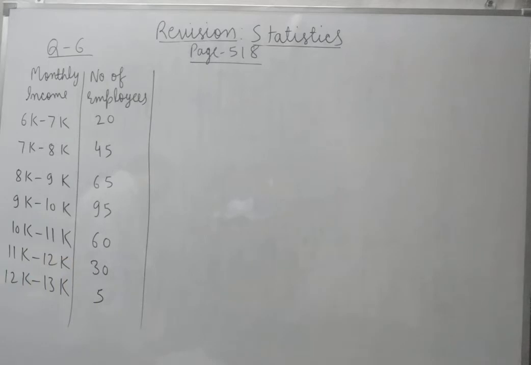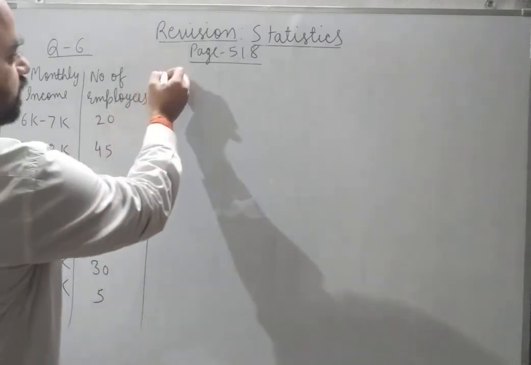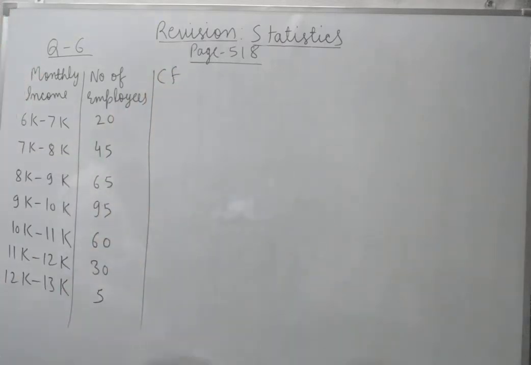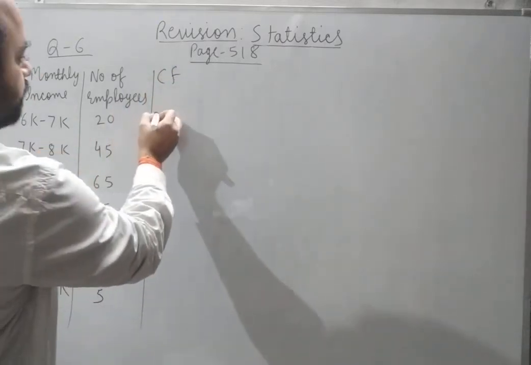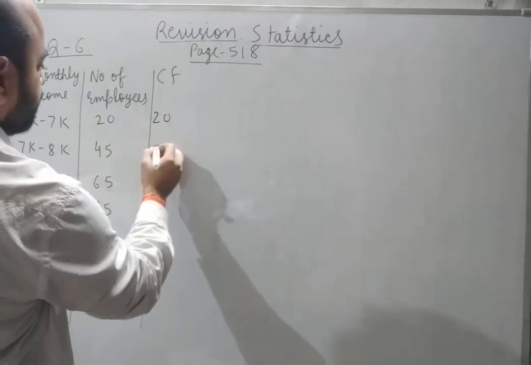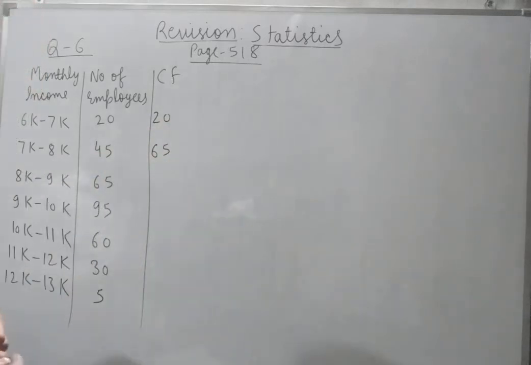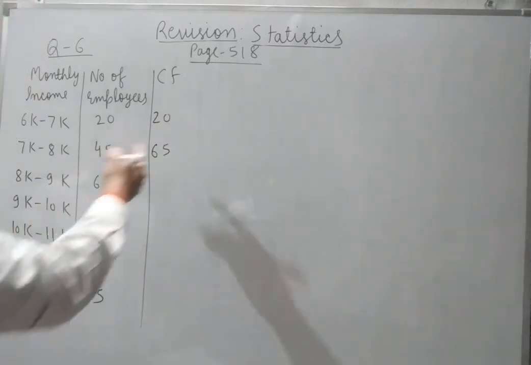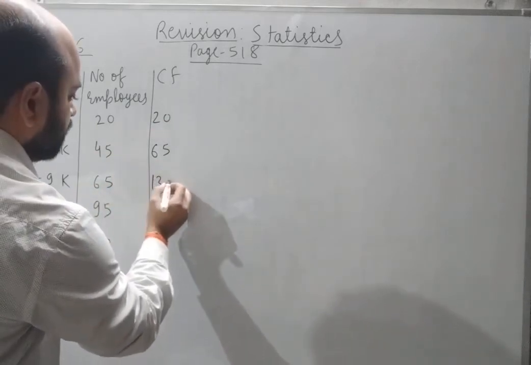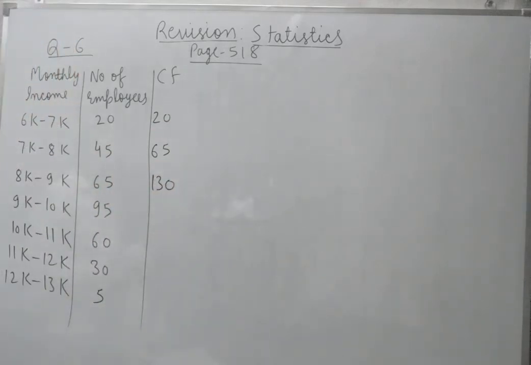And the number of employees, the frequency, is given: 20, 45, 65, 95, 60, 35. So class intervals are continuous. So we have to find first the cumulative frequency. Okay, so this is 20. Now 20 plus 45, 65, correct? 65 plus 65, 130, correct?